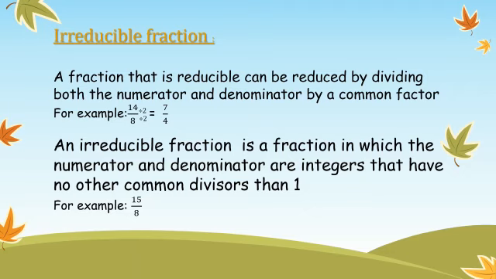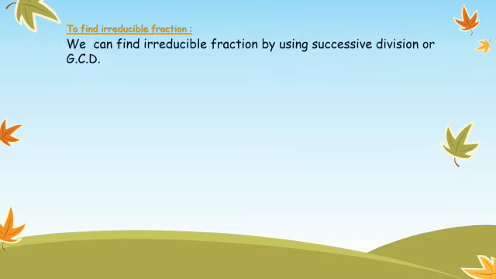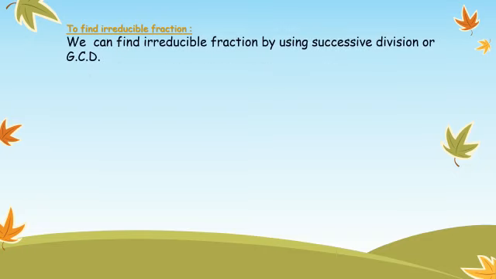For example, over here we have also 15 over 8. So 15 we can divide by 3 or by 5, and 8 we can divide by 2. So we don't have a common divisor. So 15 over 8 is irreducible fraction. To find irreducible fraction, we can use successive division or GCD.